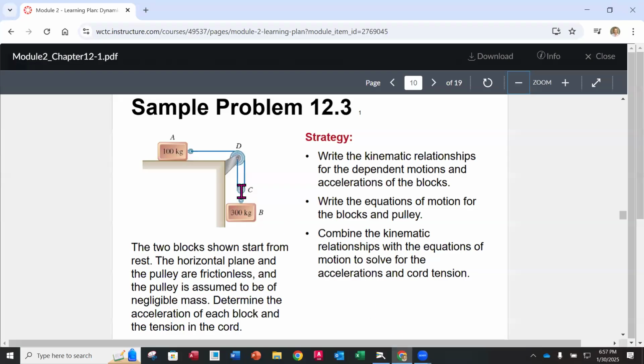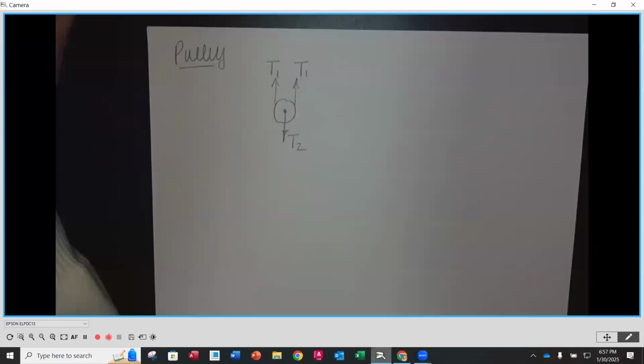The pulley at C here, that's the center of our pulley. It's going down towards B, so that's our T2. And then it's got two sides that are going up. This is all the same cord, okay? So T1 are the two values going up there. Now, we don't need to know what the size of that is. We just know that because it's a pulley, it's going to be evenly distributed on either side.